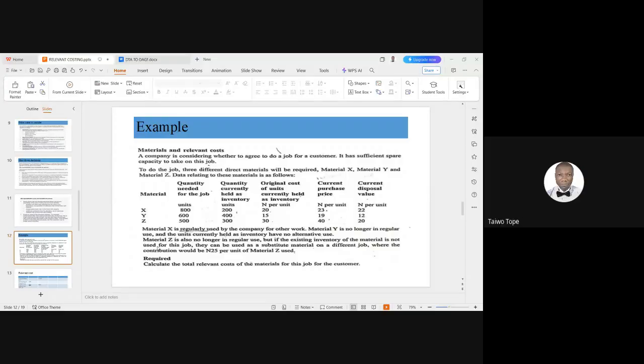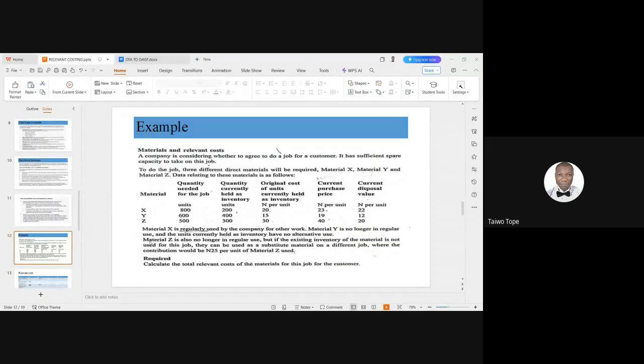I've seen students who tell you that they don't like relevant costing. They don't like transfer pricing, because with these topics, you must sit down and read and understand what each phrase is talking about. So it is not a question you attack in haste. You must be very patient to tackle it.